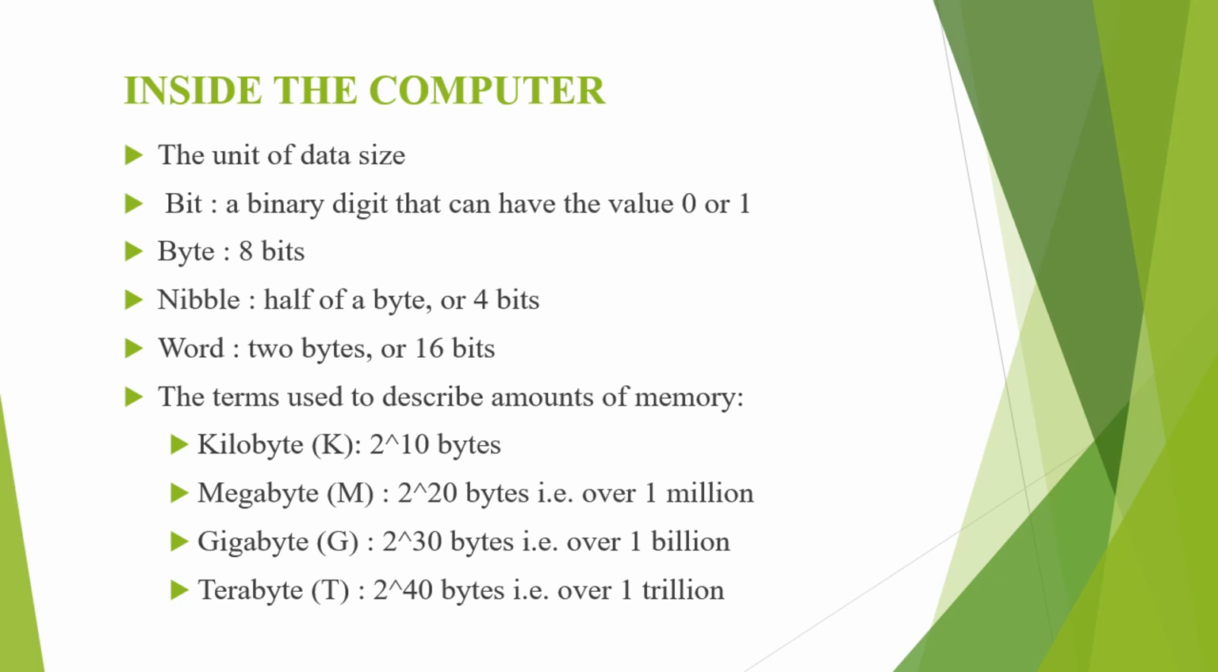So using these units of data, the amount of memory can be described using the following terms. That is kilobyte denoted by K, it is 2 to the power 10 bytes. Megabyte denoted by M, it is 2 to the power 20 bytes. Gigabyte denoted by G, it is 2 to the power 30 bytes. Terabyte denoted by T, it is 2 to the power 40 bytes.